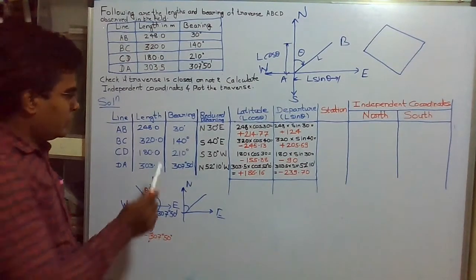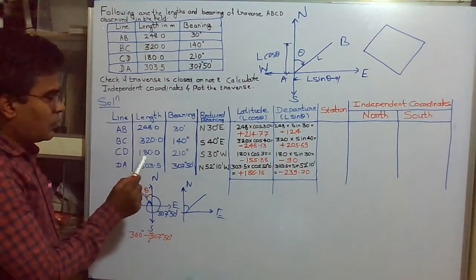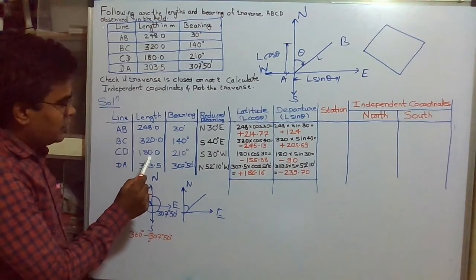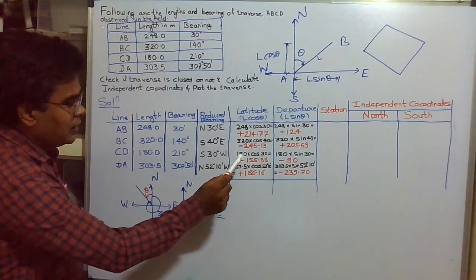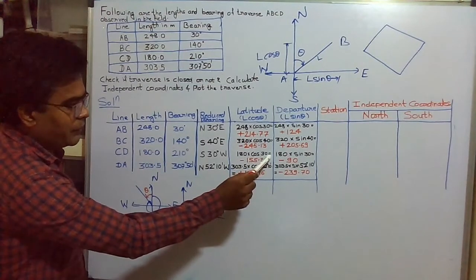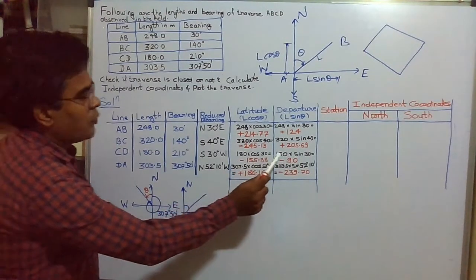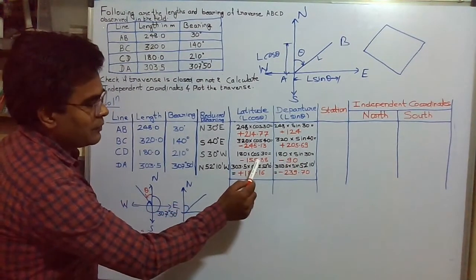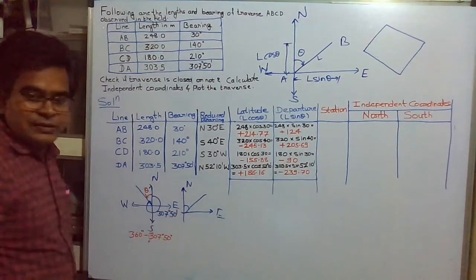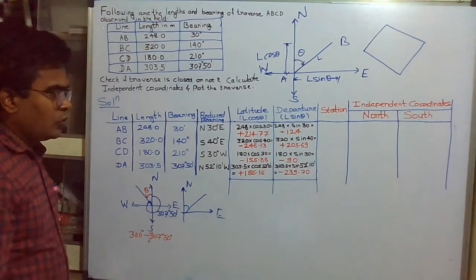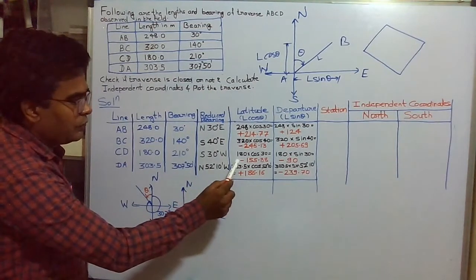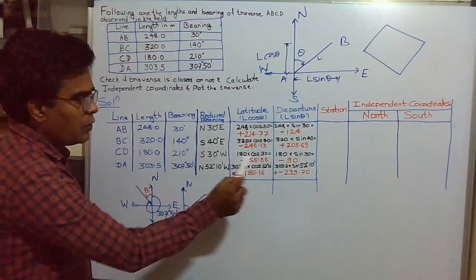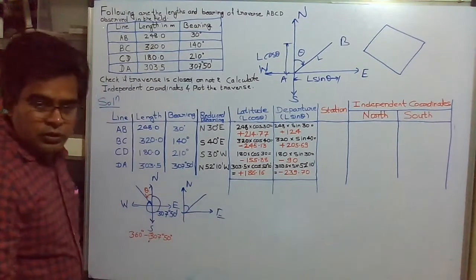Next is line CD. What is the length of line CD? 180, and the reduced bearing is 30 degrees. So what is the latitude? That is 180 cos 30. And what is the departure? 180 sin 30. It is coming 155.88 and minus 90. So what is the sign? It is in the southwest quadrant. So south is negative, the latitude is negative, and the departure is also negative.